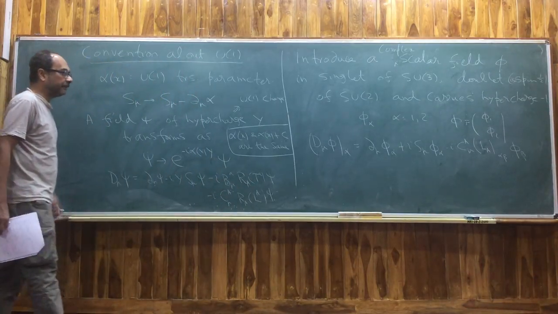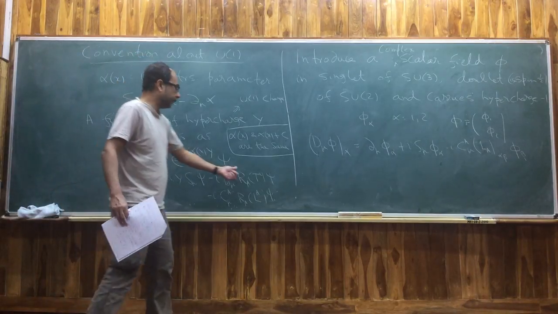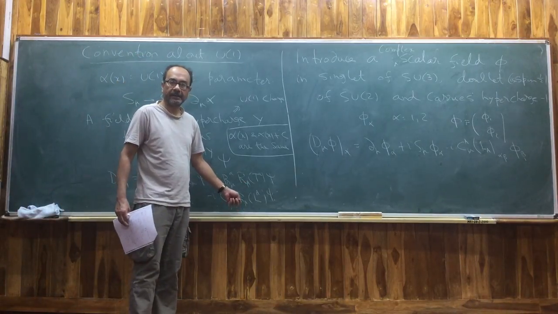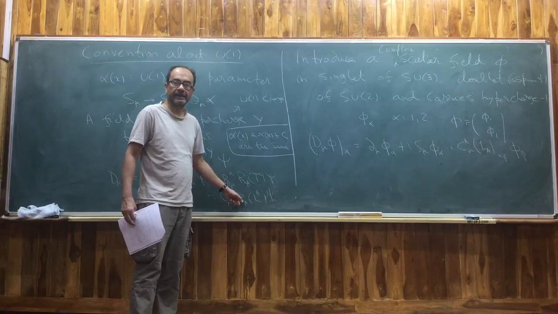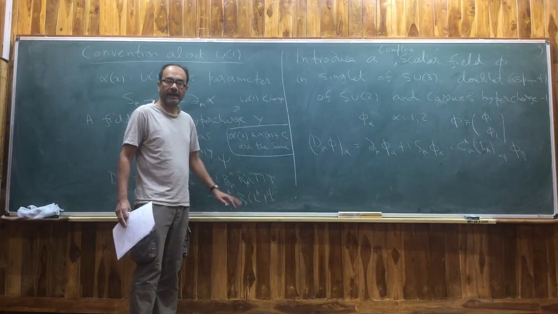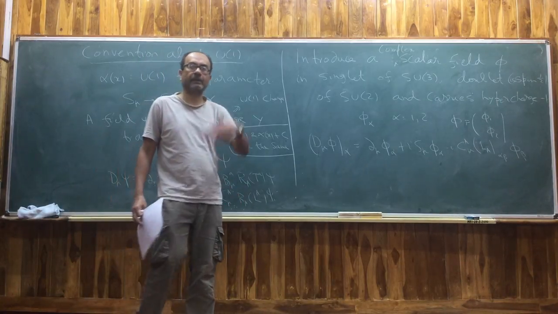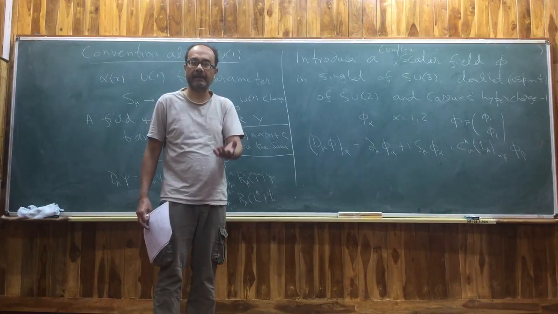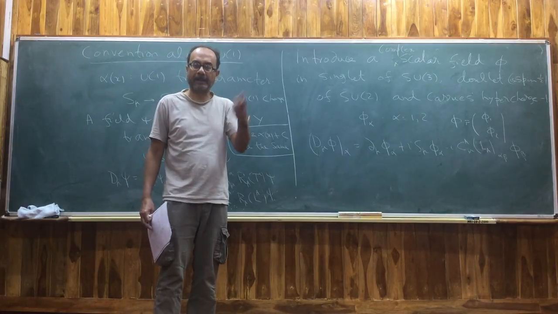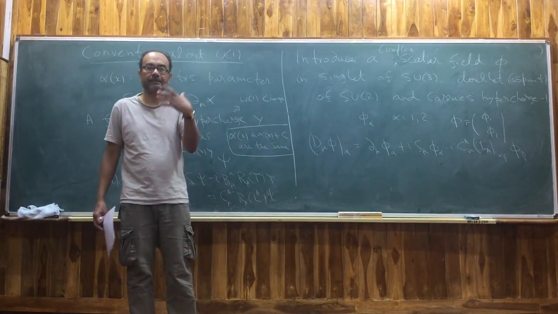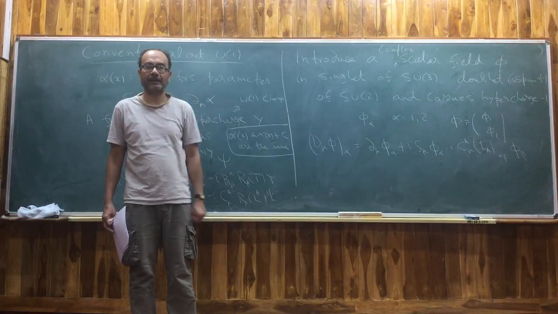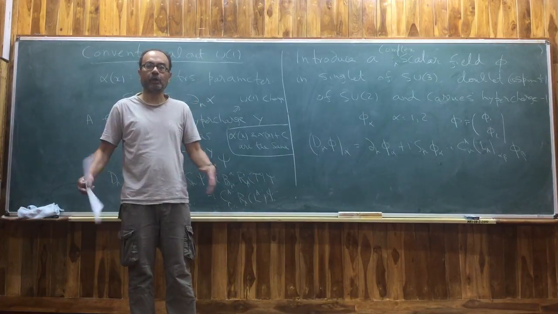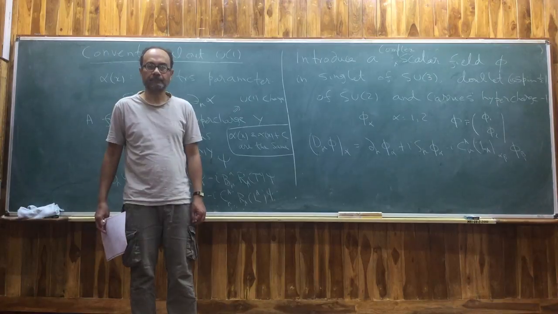So Y basically plays the role of these representation matrices. But unlike these representation matrices, which are discrete, Y for a non-compact group can be just a continuous value. You can take any value of Y. For a compact group, it's discrete, a multiple of some lowest charge, but you don't know what that lowest charge is.